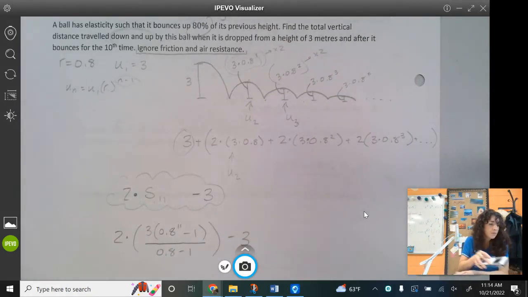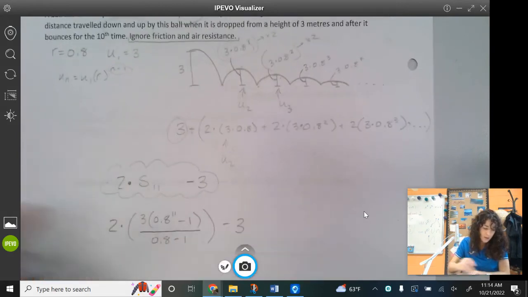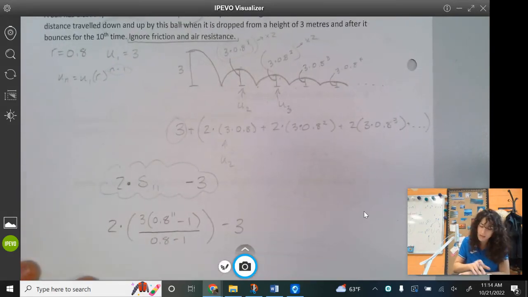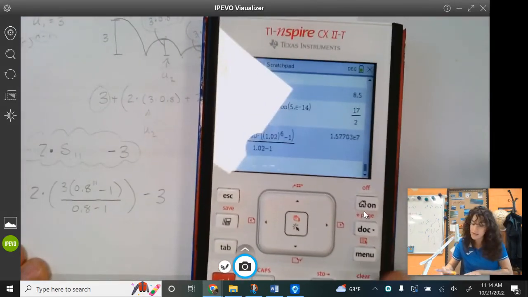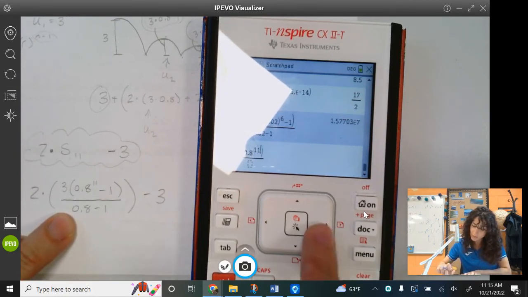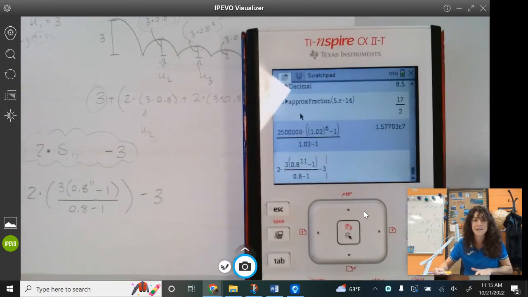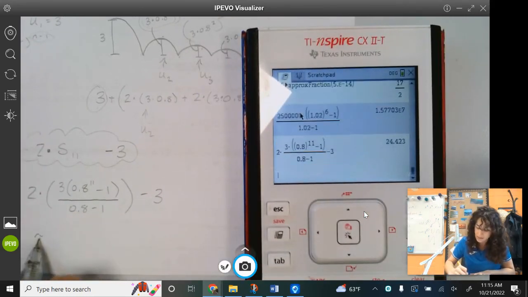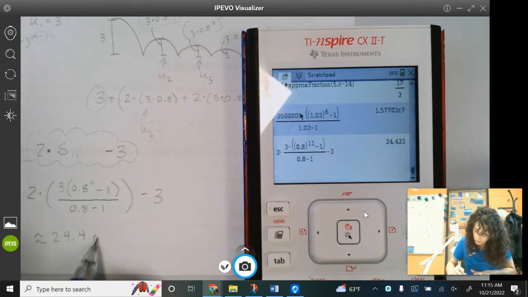Okay. So I'm going to go ahead and put that in there. I'm going to maybe put everything into a fraction first. Put a 2 in front and then times 3 parentheses 0.8 to the 11th power minus 1 outside of that exponent, and then 0.8 minus 1, and then minus 3. I could just type it exactly as I see it on my page, and I get 24.4 units of measurement, meters. Cool.